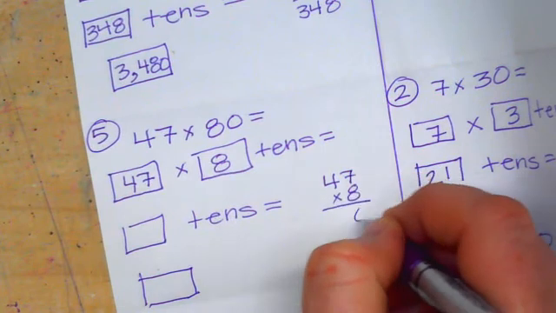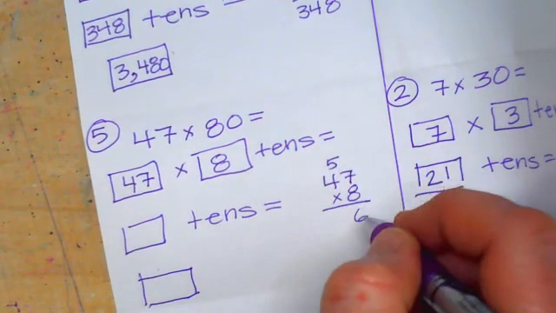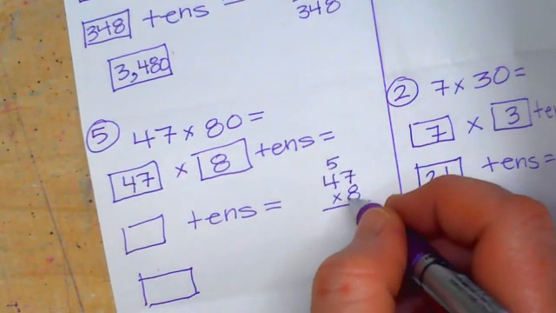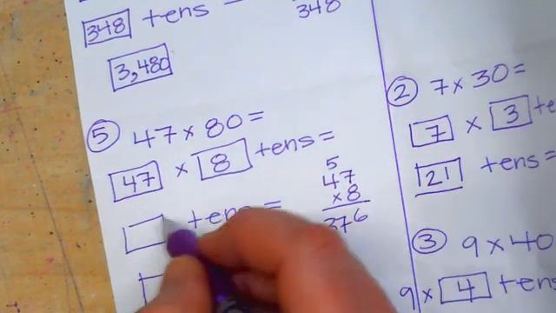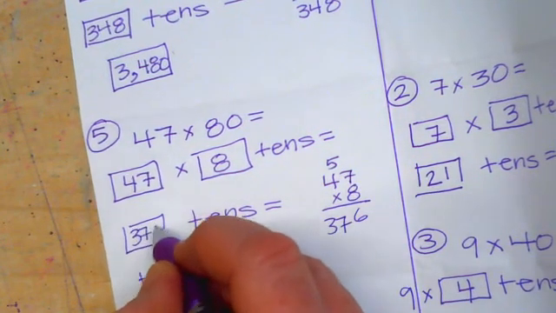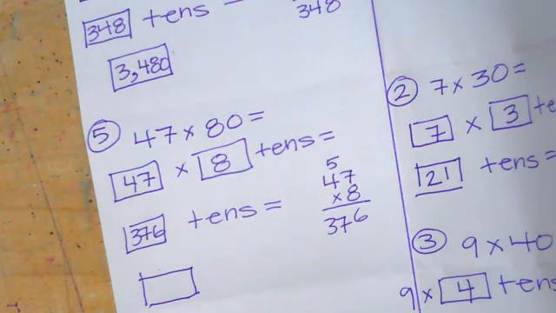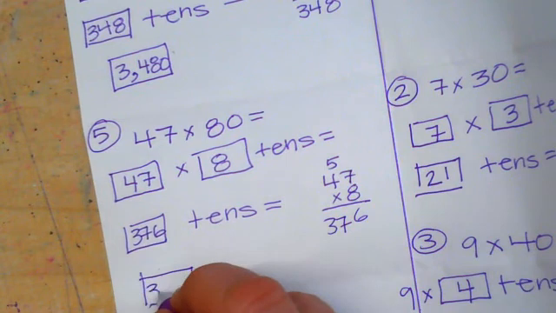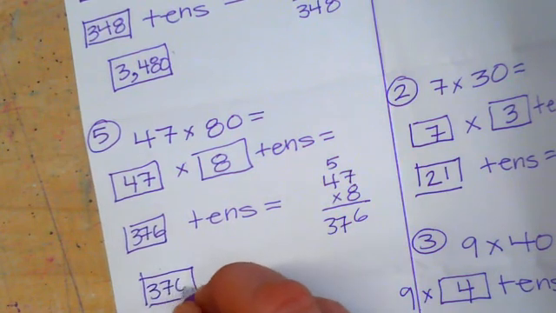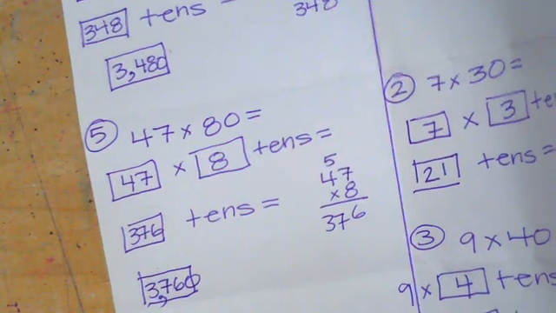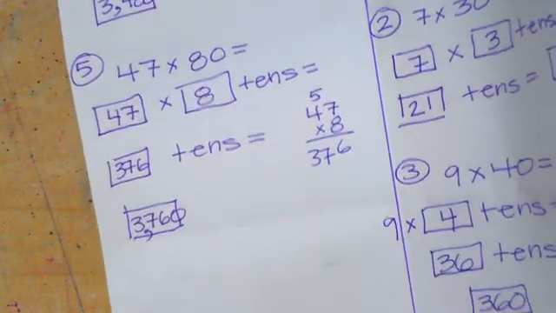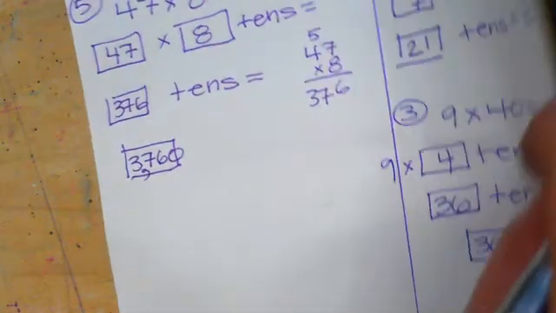And if I multiply these together, 32 plus 5 is 37. That means I have 376 tens. And that means that if it's tens and I want to look at ones, it's going to be 3,760 ones, right?